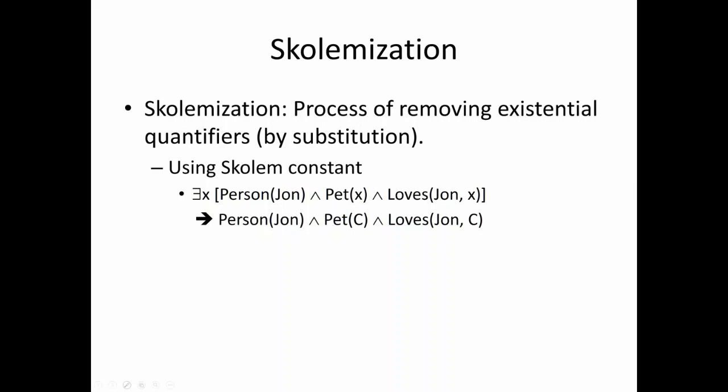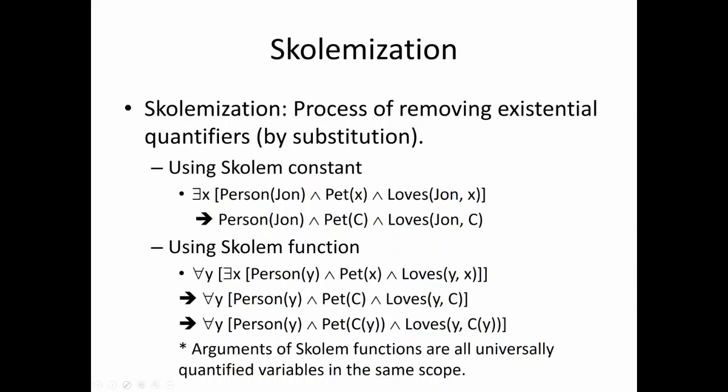So what if we have a mixture of universal and existential quantifiers? So say we take the same sentence, but replace John with a universally quantified variable y. And if we take the same approach as before and simply replace x with the Skolem constant c, then we end up with a sentence that is not the same, because the original sentence says every person has some pet that they love, and the pet that each person likes could be a different pet. But the sentence we have now is every person likes the same pet, C, which is not true.